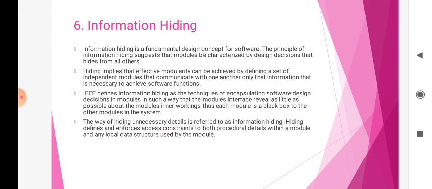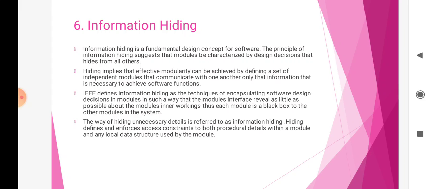These modules should be specified and designed in such a way that the data structures and processing details of one of the modules are not accessible to other modules. They also pass only the information to each other which is required to accomplish the software functions. The main use of information hiding as a decision criterion for modular systems is that it provides the greatest benefit when modifications are required during testing and later during software maintenance.